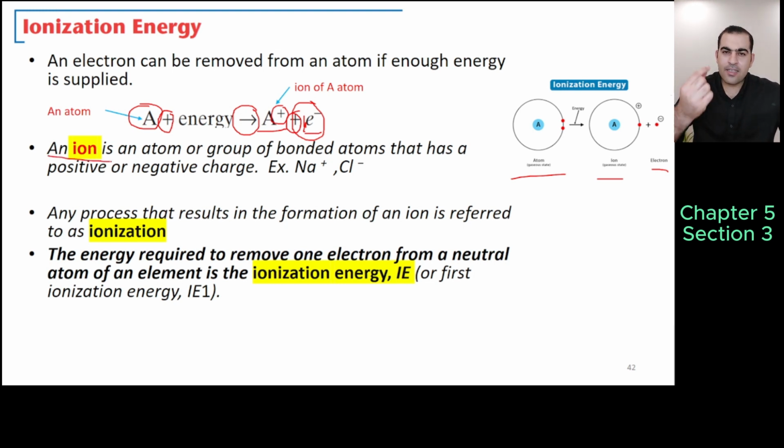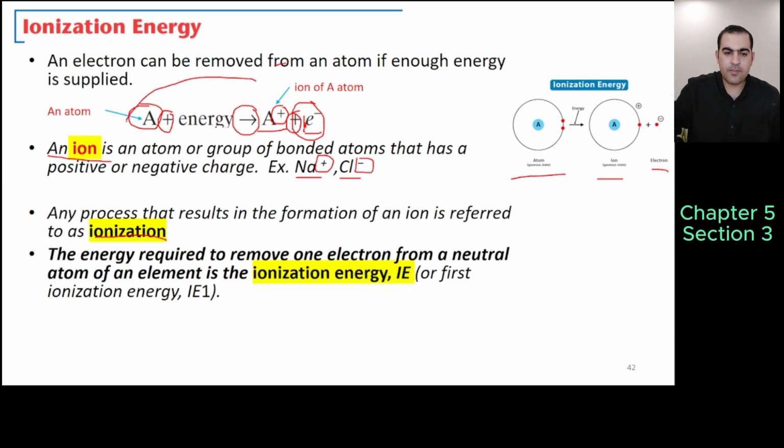What's an ion? An ion is an atom or a group of atoms. In chapter 7, or chapter 6 also, we'll talk about polyatomic ions, meaning 2 atoms together, they have a charge. Here we're going to talk about just monoatomic ions, 1 atom has a charge. If an atom has a positive or negative charge, we call it what? Ion. What's ionization? Any process that results in the formation of an ion is referred to as ionization. Ionization is the process of forming an ion.